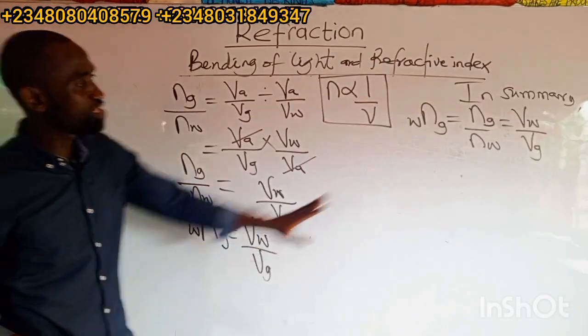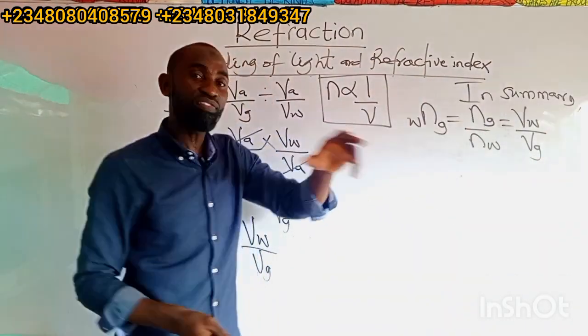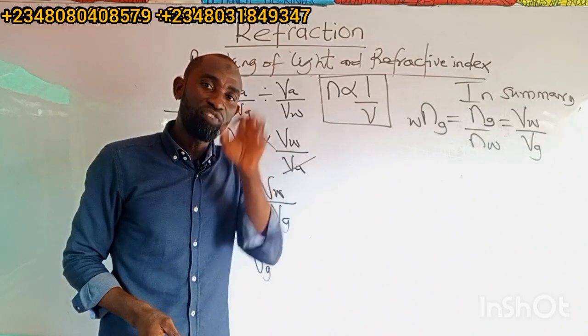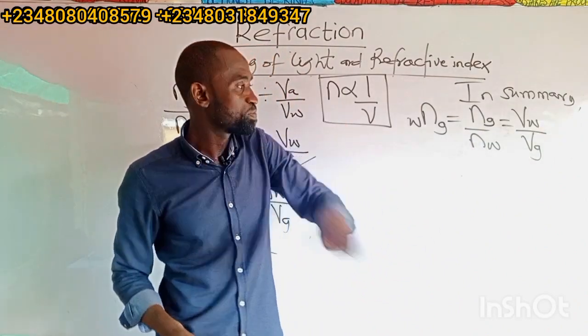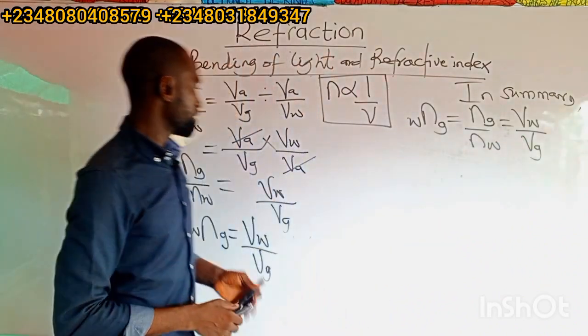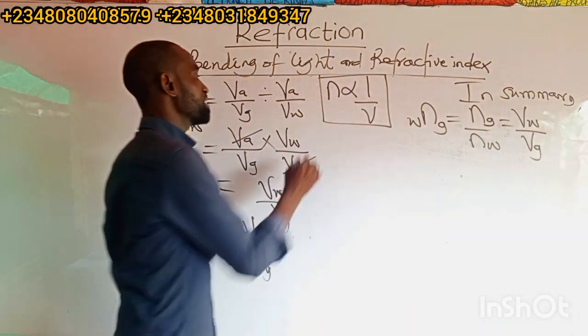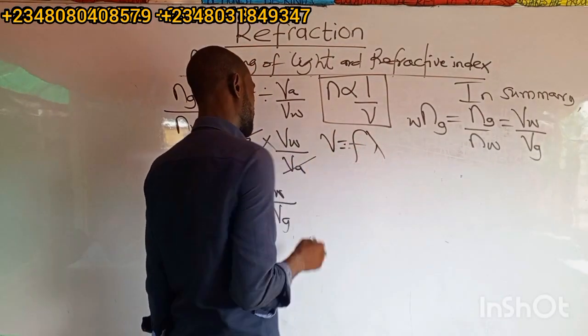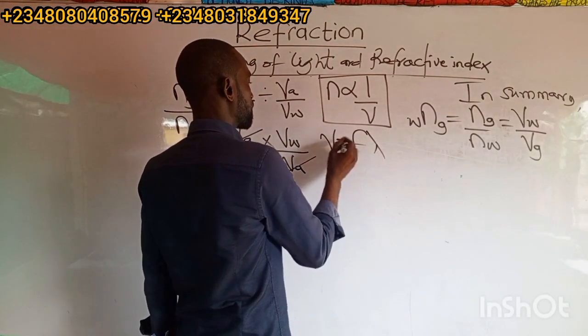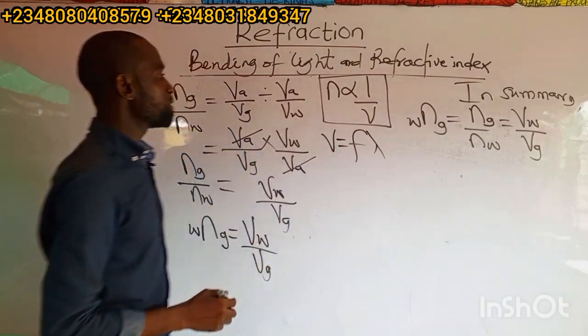Take note. So I've given the summary of the formula. If the question is under refractive indices, we use this. If the question is under speed, we use this. But recall that speed is equal to frequency times wavelength. Speed equals frequency times wavelength. So it implies that what now?